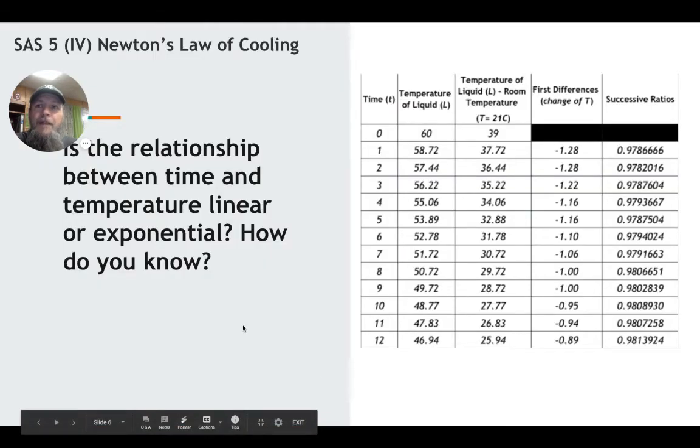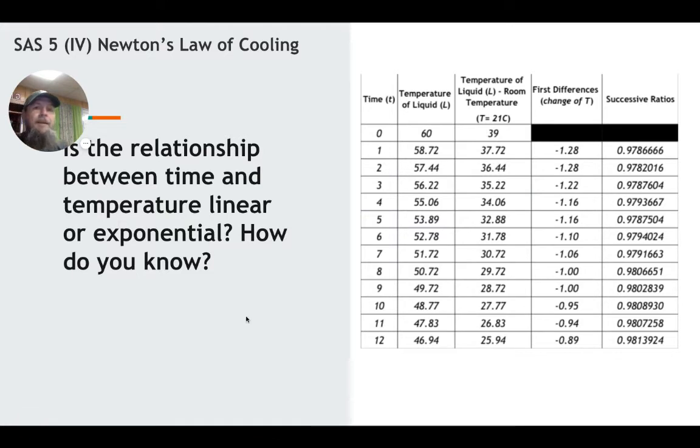So, is the relationship between time and temperature linear or exponential? If it were linear, all of these differences would be common, but they aren't, are they? So if they were all minus 1.28 all the way down, then it would be a line. The temperature would go down in a linear fashion. But because the temperature goes down and the change in temperature changes, we call that something different. It's no longer linear. But the successive ratios are the same.